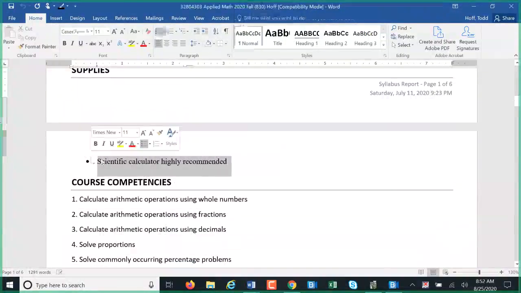Other supplies: a scientific calculator is highly recommended. By highly recommended, I mean I don't see how you'd make it through the course without one. It'd be really tough. People always ask, can I use my calculator on my cell phone? And I don't stop you, but the cell phone calculator has a few things it doesn't do well. One, most cell phone calculators don't do fractions at all. Through the years, I've had some students show me different calculator apps they could download that did fractions. Almost every one of those is free for a year or two, and then they start charging for it. Once people start using it, they start to charge for it. The other thing is some calculators don't do order of operations correctly on the cell phone.